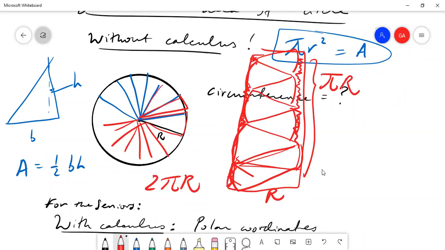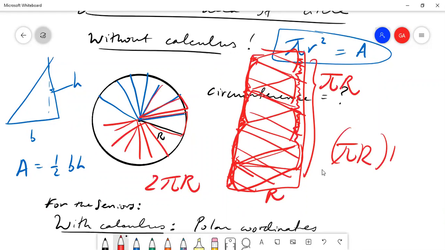And now what is the area of this rectangle? Well, you know that the area of a rectangle is just the base times the height. And what's the base times the height? Pi r times r. What is pi r times r? It's pi r squared.